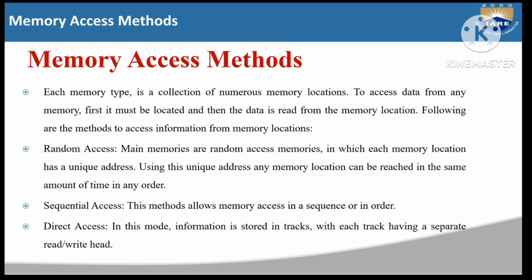Next is sequential access. This method allows memory access in sequence or in order, one after another. The disadvantage is that access time for the first location is lesser while access for the last is bigger. That's sequential access. Next is direct access, where information is stored in tracks and each track is separate. This is direct access.